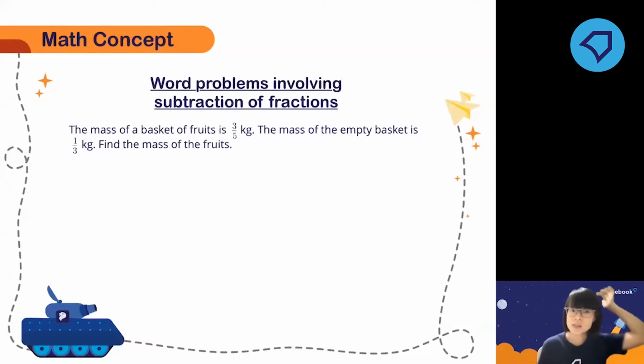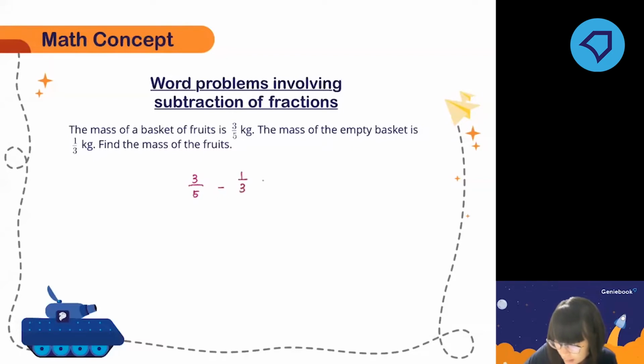Okay, all right, so the mass of basket and fruit is 3 over 5. Basket alone is 1/3. So to find the mass of the fruit, we need to do our subtraction. So we're going to take 3/5 kg minus 1/3 kg. So same thing, we are going to make the denominators the same.